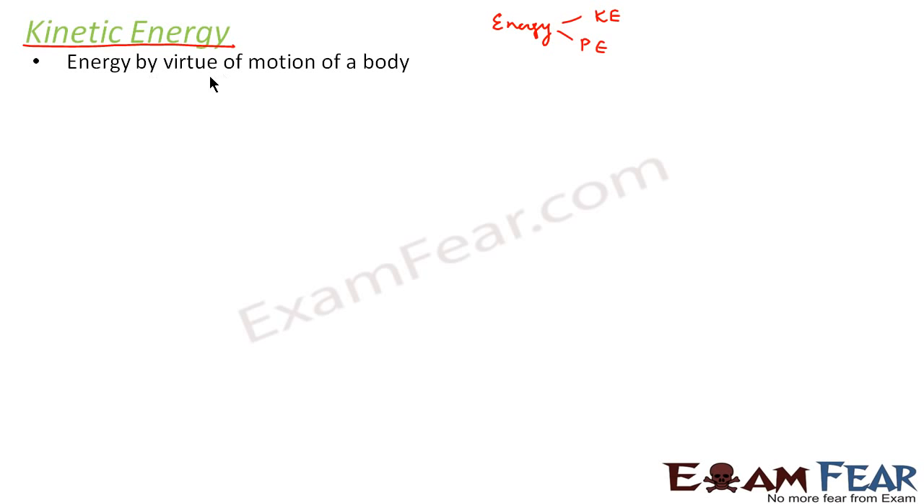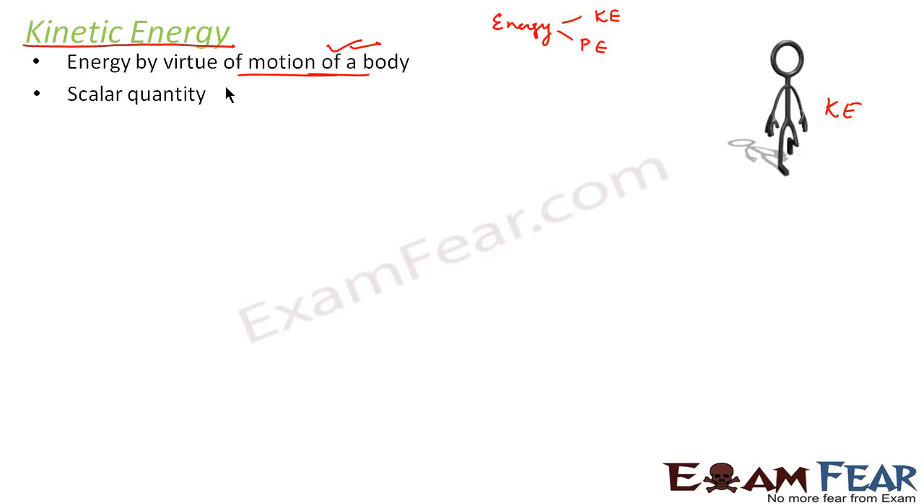Energy of a body by virtue of motion of the body. That means the energy that exists in a body due to its movement. If a body is moving, the energy which it possesses due to the virtue of its movement is called kinetic energy. Let us take the example of this boy who is walking. So he is in motion. Now the energy which he possesses because he is moving is nothing but kinetic energy.